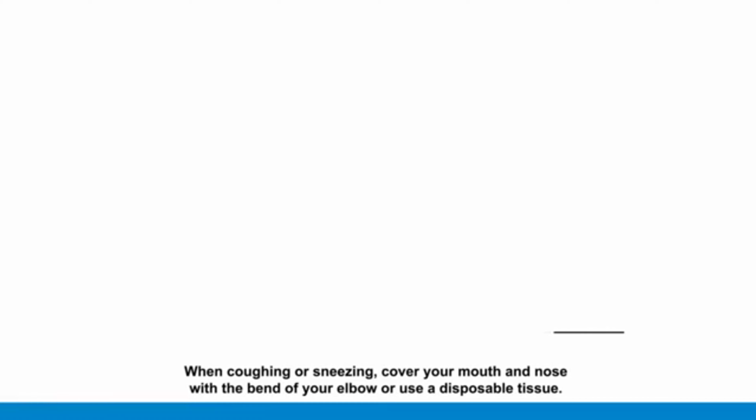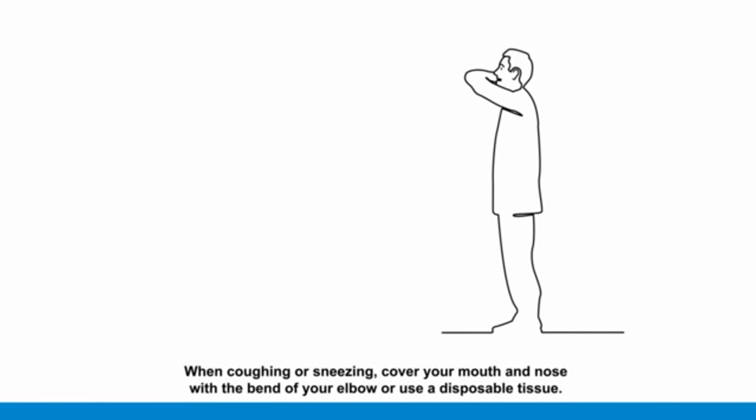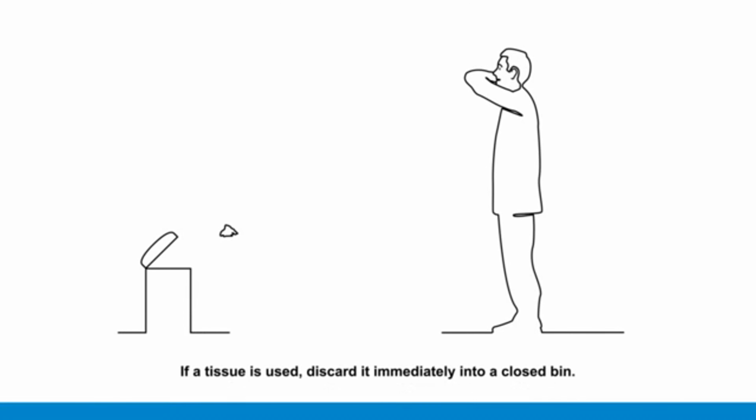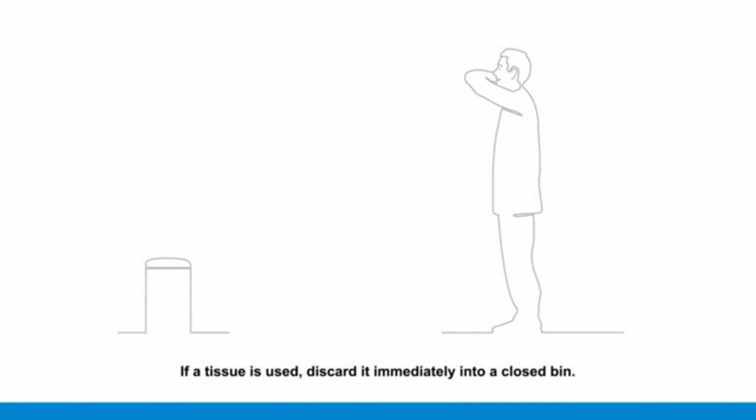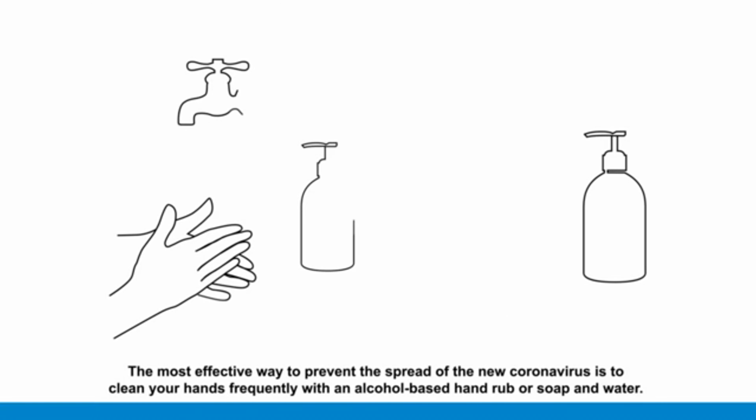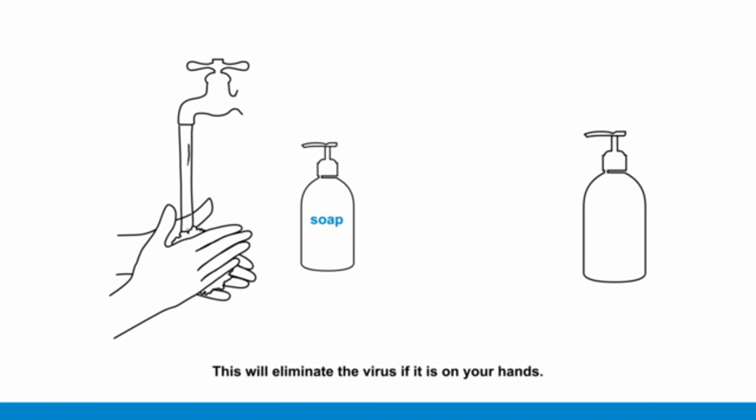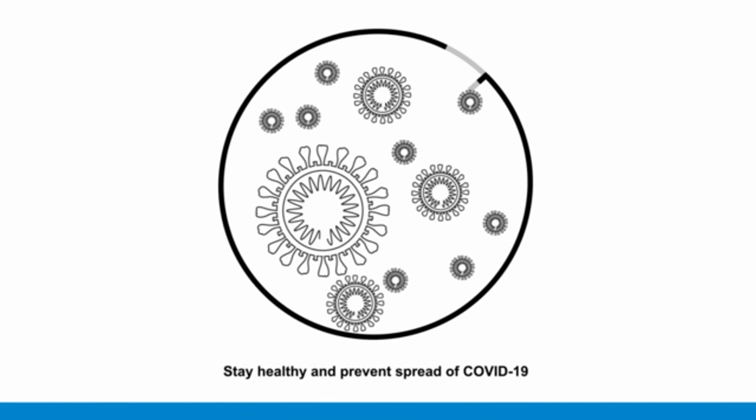When coughing or sneezing, cover your mouth and nose with the bend of your elbow or use a disposable tissue. If a tissue is used, discard it immediately into a closed bin. The most effective way to prevent the spread of the new coronavirus is to clean your hands frequently with an alcohol-based hand rub or soap and water. This will eliminate the virus if it is on your hands. Stay healthy and prevent the spread of COVID-19.